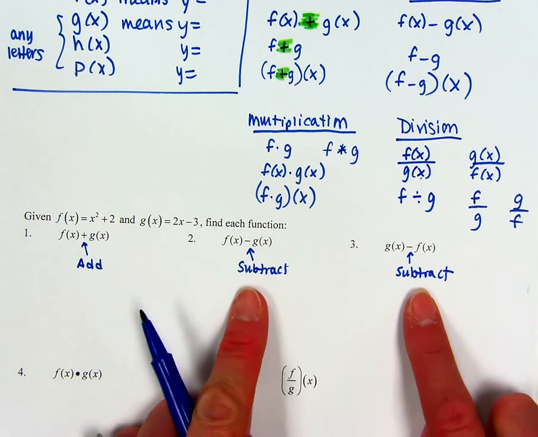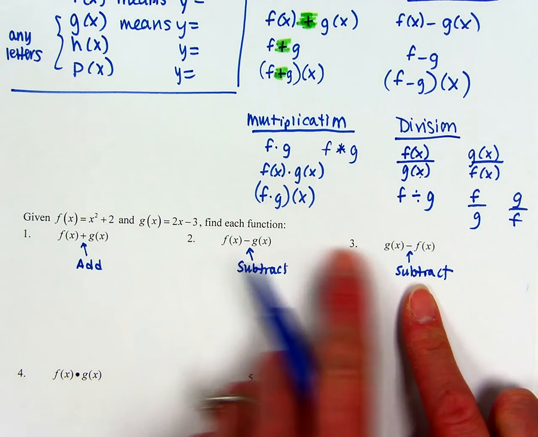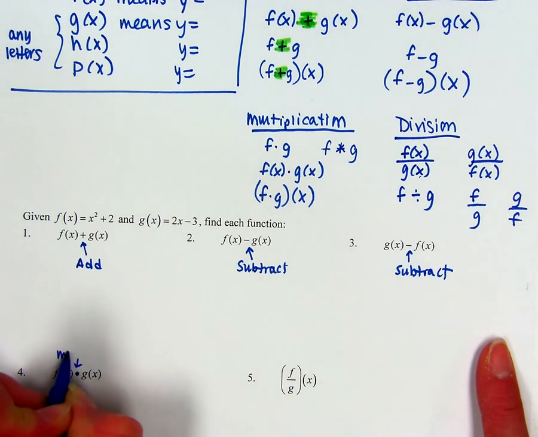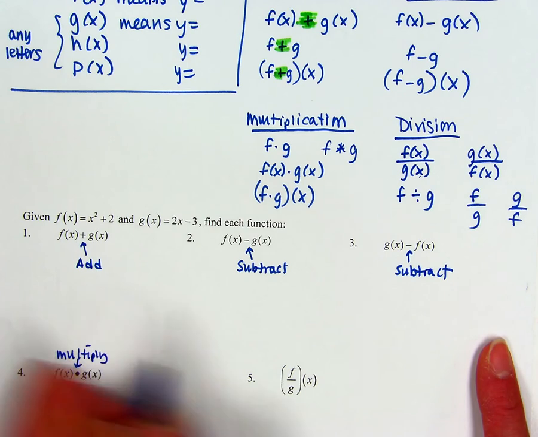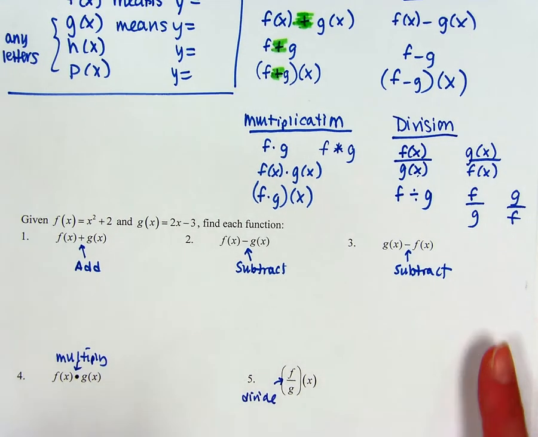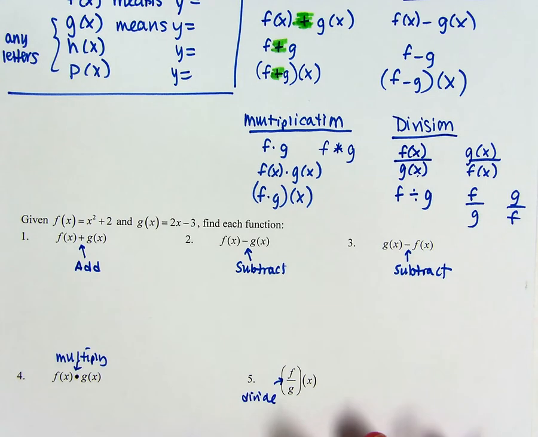Now what's the difference between these two? Well, one is f minus g, the other is g minus f. Okay, what does this symbol mean? That means multiply. Okay, and what does that mean? That means divide. Alright, so now we're going to actually do the operations, which we've done back in Unit 6.